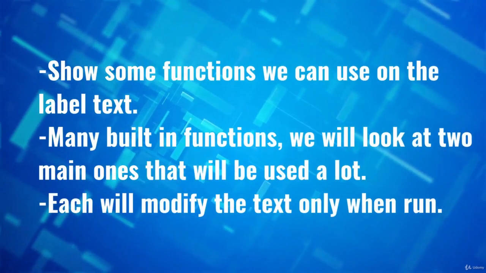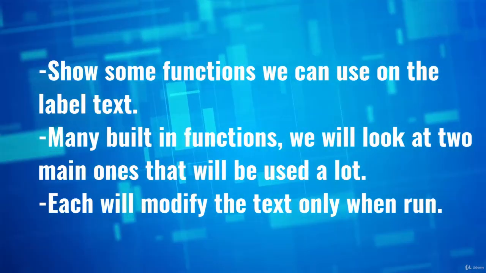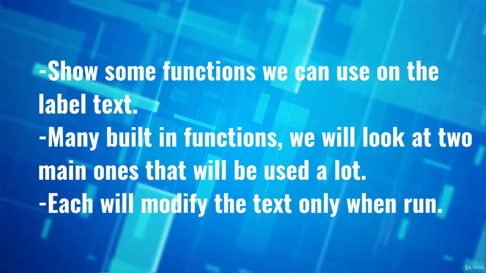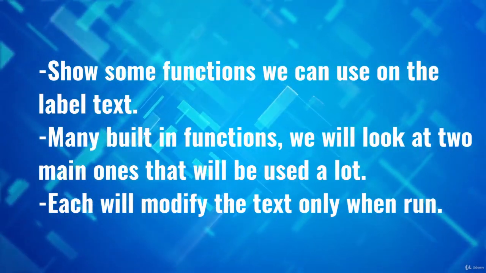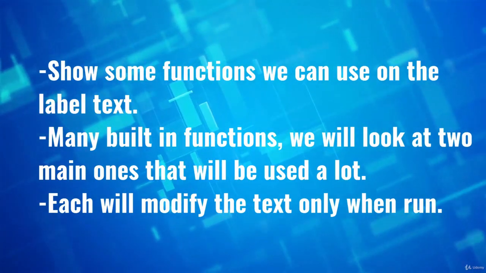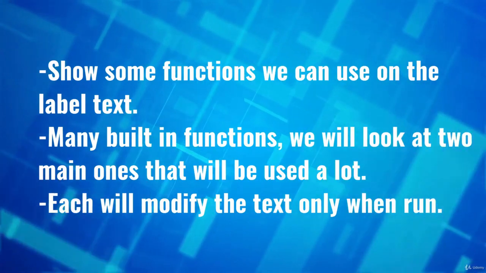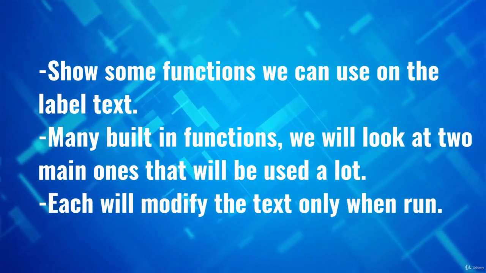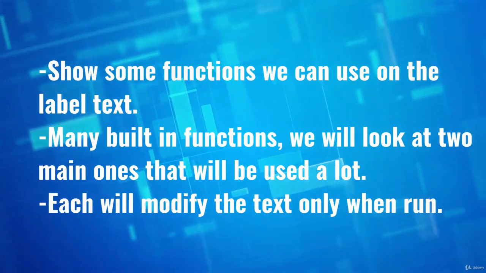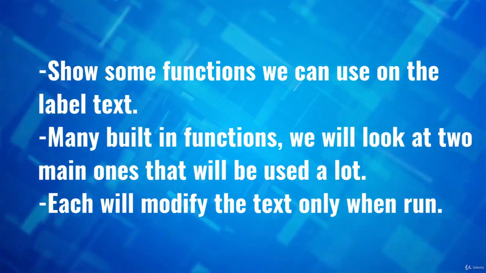Okay, so now we're going to take a look at some functions that we can use on the label text itself. So these we call with LBL label.text dot, and then it brings up a huge list of many built-in functions. We're only going to be looking at two of them that I found we use a lot when we're developing apps and modifying the label text. So again, each of these will only modify the text when run, so we won't necessarily see the change right away.